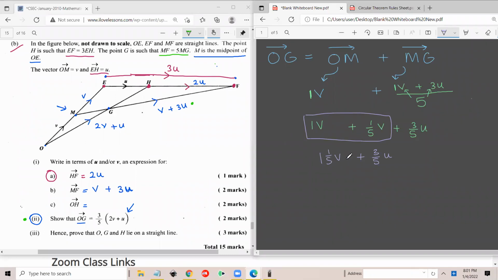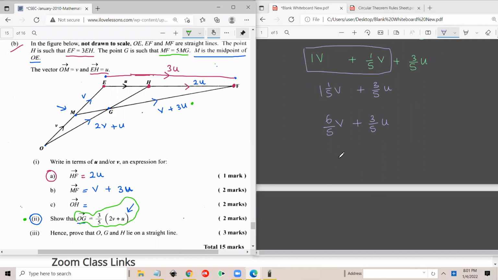Let's convert everything to improper fractions. I don't like this 1 and 1/5. 1 times 5 is 5, plus 1 is 6. So we get 6/5 V, which is the same thing as 1 and 1/5, and 3/5 U. If you notice, our answer does not look like this. Well, not yet anyway. But I guarantee you that this will eventually end up looking like this.